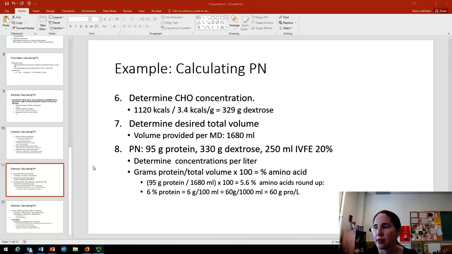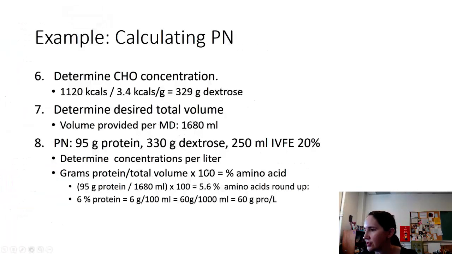In this case, going back to our slide on protein, sorry about that, you would take your 95 grams of protein divided by your 1,680 mLs. This is your amount allotted to your 2-in-1 solution, and that gives you a 5.6% amino acid solution, and you could just round up to 6%.